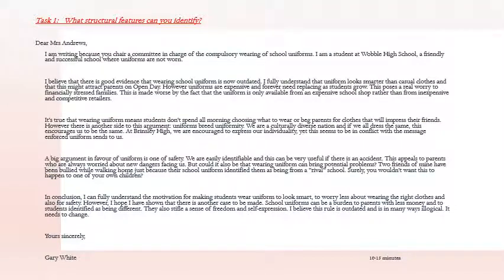Okay, just have a read through of this letter and see what structural devices you can identify, and then we'll go on to the next slide and I'll point them out. So have a read of that, see if you can spot any, then on to the next slide and I'll tell you what they are.